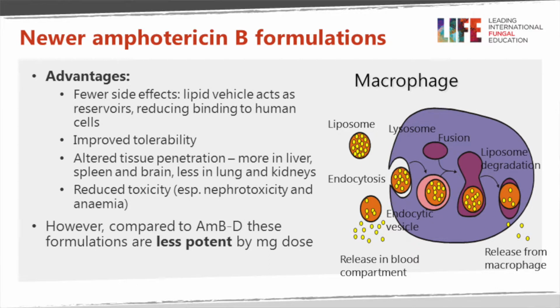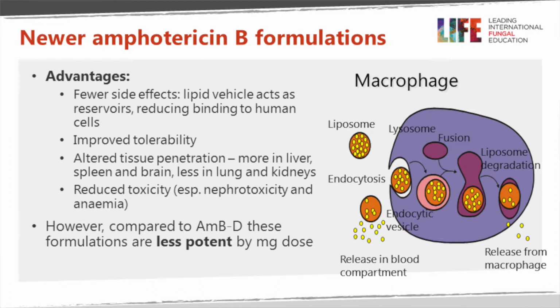The newer Amphotericin B formulations have a better side effect profile compared to the conventional amphotericin. As you can see, it has fewer side effects, and this is primarily because the amphotericin is often within a lipid component such as a vesicle. As you can see on the right hand side, it then gets taken up within the macrophage by a process of endocytosis. It fuses with a lysosome, and then over time that lysosome degrades and releases the drug. So that's the way it's taken up from the blood into a macrophage and then subsequently gets released into the tissues.